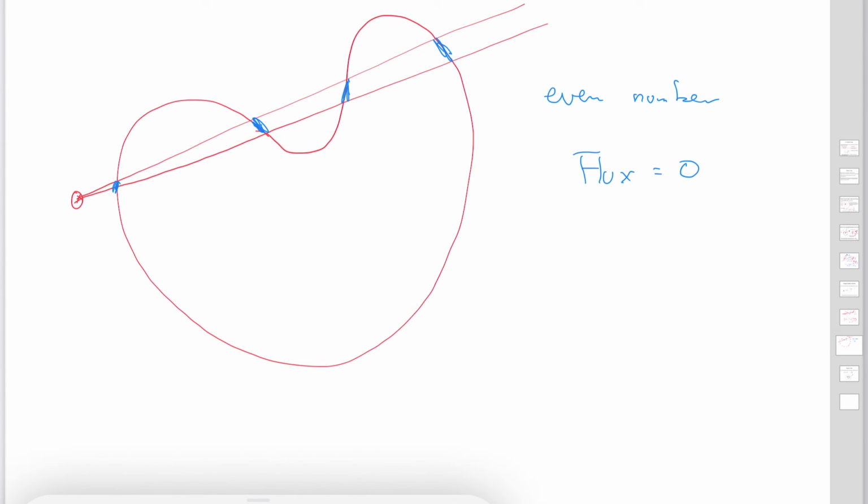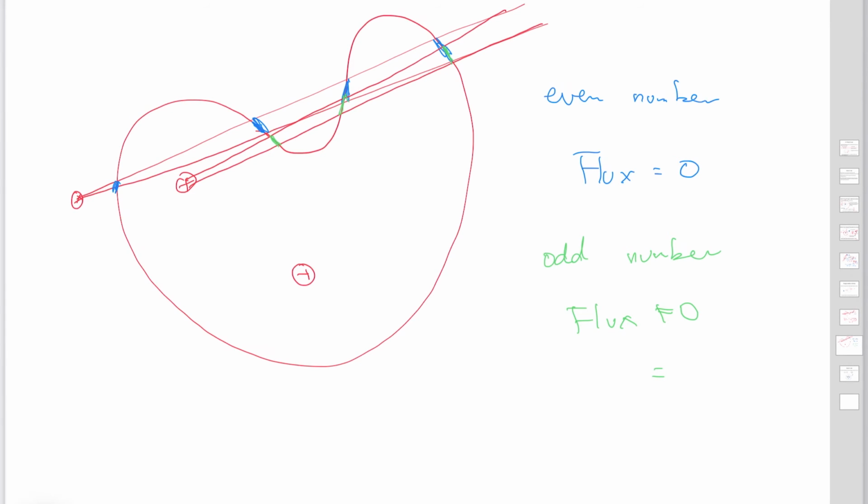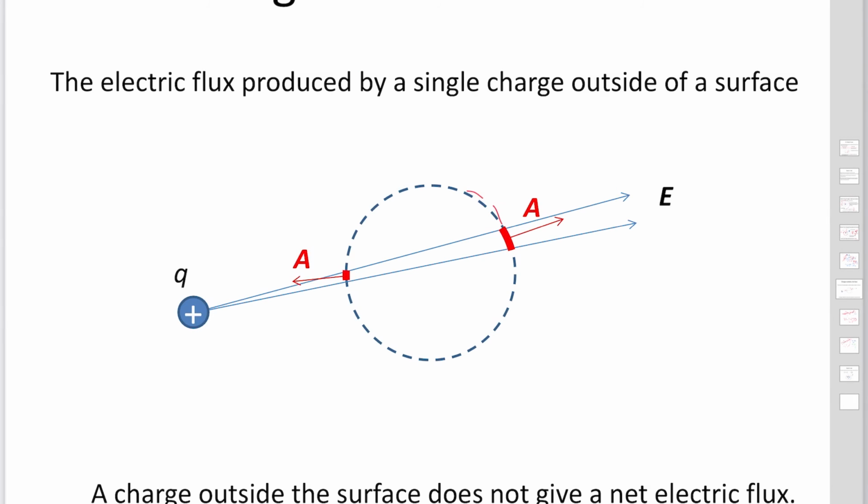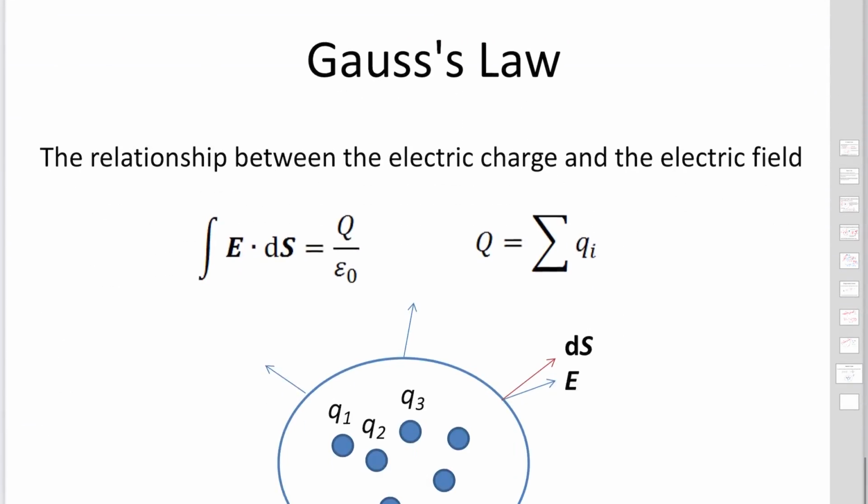If we consider the charge located inside, then we have 1, 2, 3 crossings. So in this case, an odd number, the flux cannot become 0. It becomes Q over epsilon naught, if this charge is Q. Charge outside of the surface does not give a net electric flux.